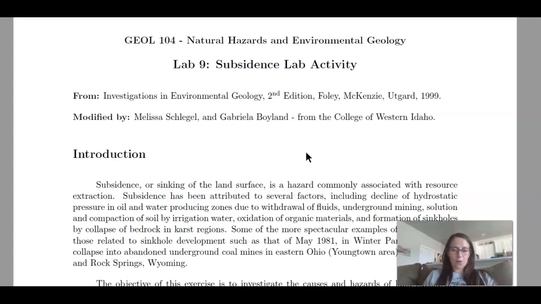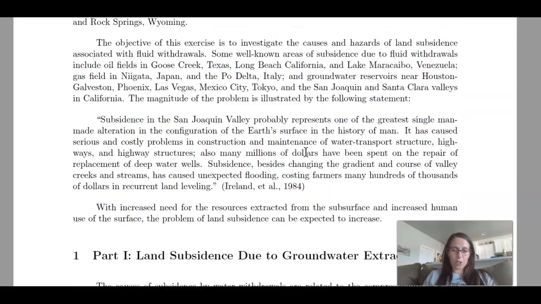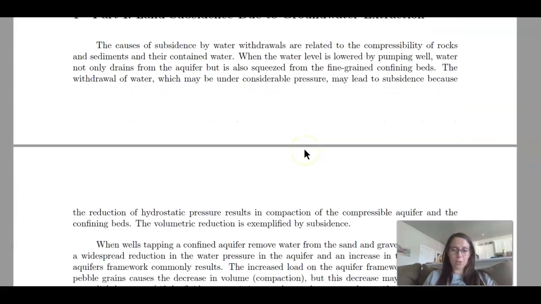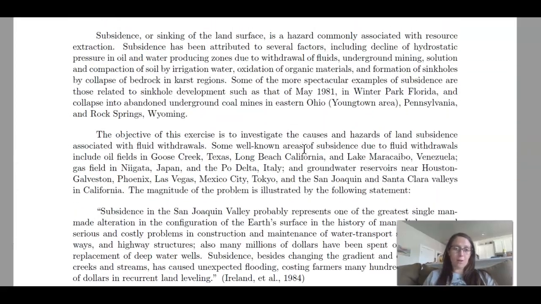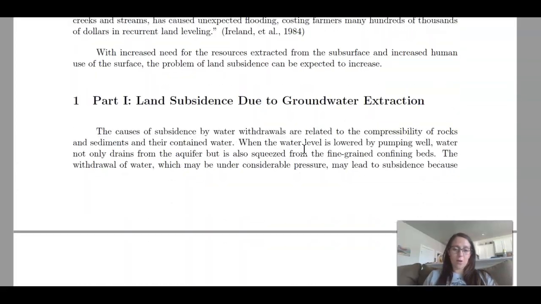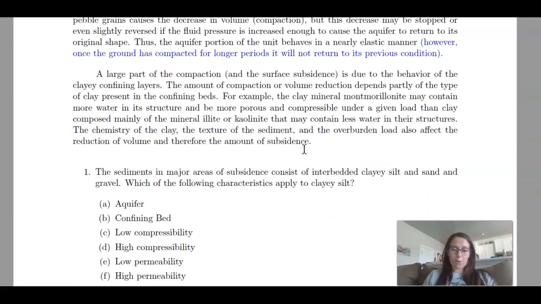Okay, so I'm going to skip through this whole introduction and part 1 description. You should definitely read it. That's how you're going to be able to answer the first few questions within here.